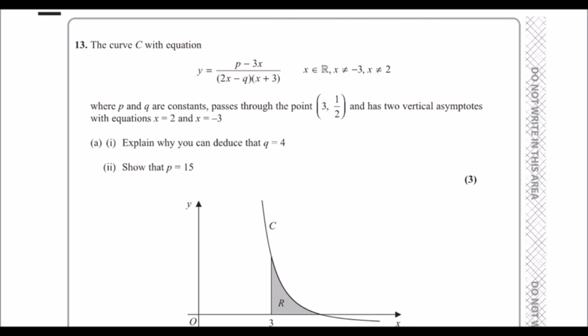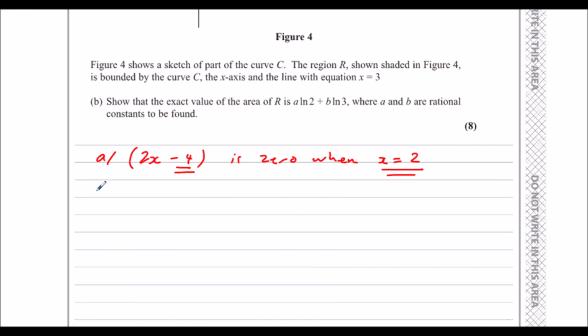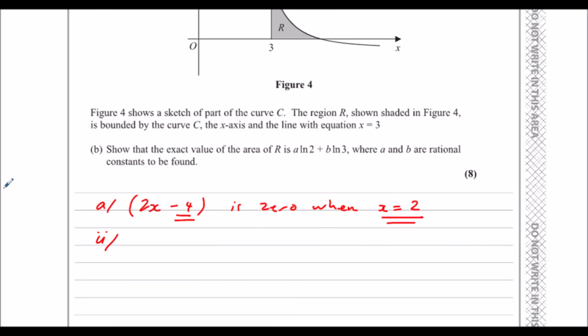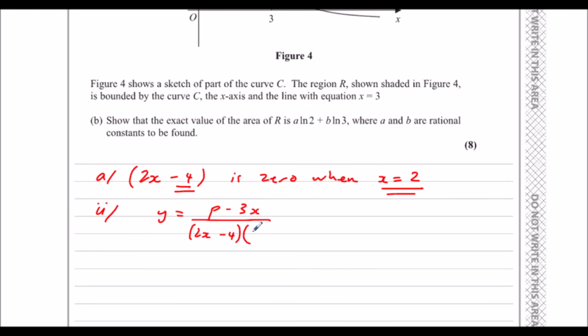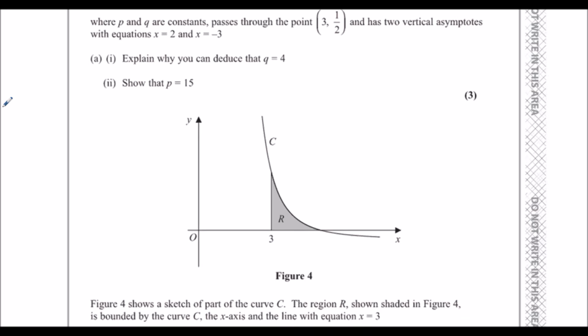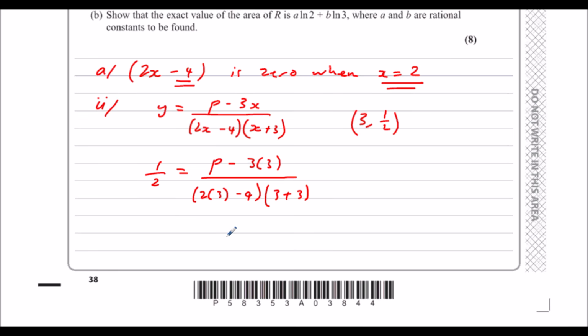And show that p equals 15. So we know it goes through the point 3, 1/2. So we've got y equals p minus 3x over 2x minus 4 times x plus 3. And then we know it goes through 3, 1/2. So x is 3 when y is a half. I'm just substituting in. X is 3 and y is 1/2. And that will find p.